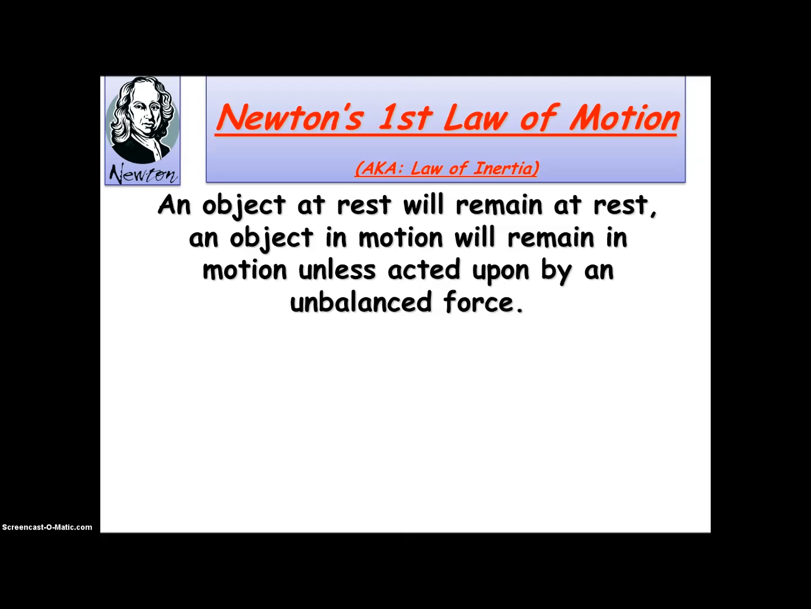And then you also saw the second part of this law in action. When the skateboard hit the tire, it provided an unbalanced force that stopped the skateboard, but Caleb's inertia kept him moving over the skateboard and into the yard. Why? Because an object that's in motion will remain in motion unless it's acted upon by an unbalanced force.